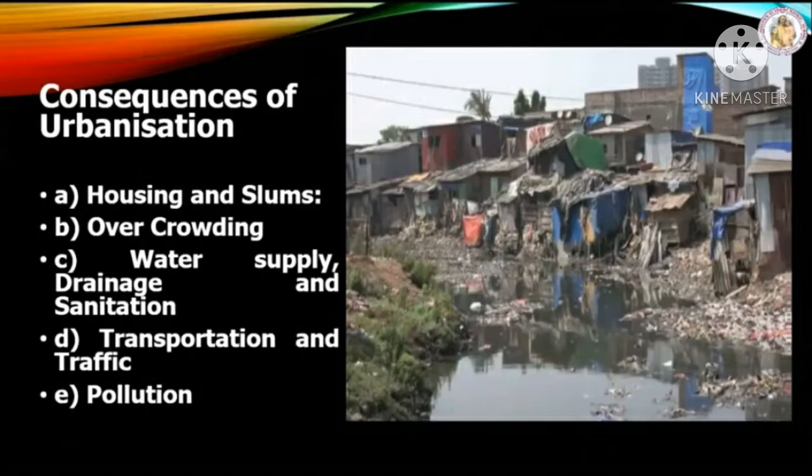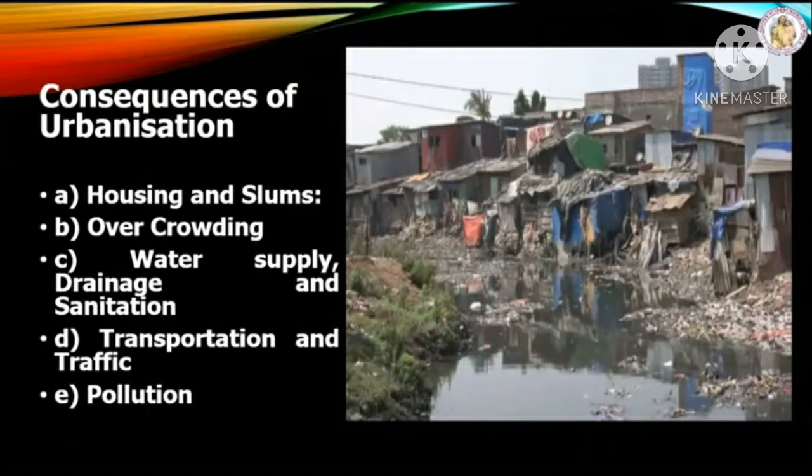Then water supply, drainage and sanitation. No city has round the clock water supply in the world. The drainage situation is equally bad. The removal of garbage is a Himalayan task for urban local bodies. Then transportation and traffic. Lack of planned and adequate arrangements for traffic and transport is another problem in urban centers. The increasing number of two-wheelers and cars makes the traffic problem worse. They cause air pollution as well.